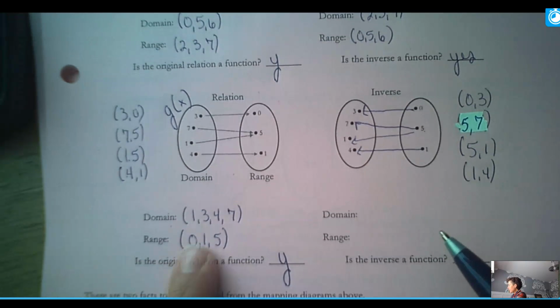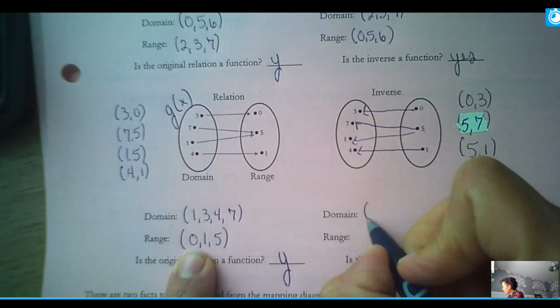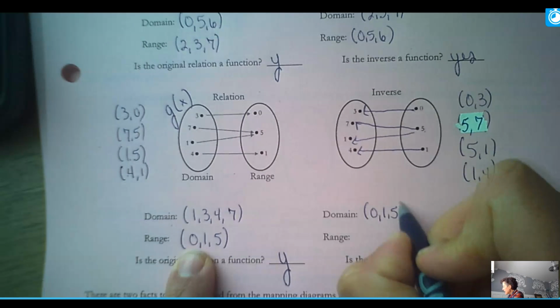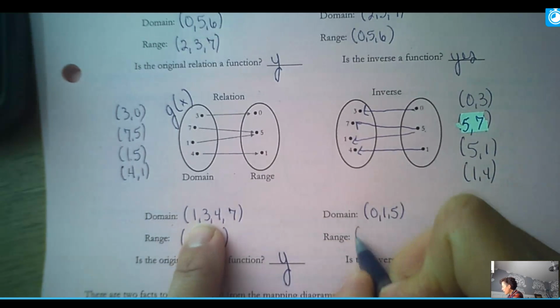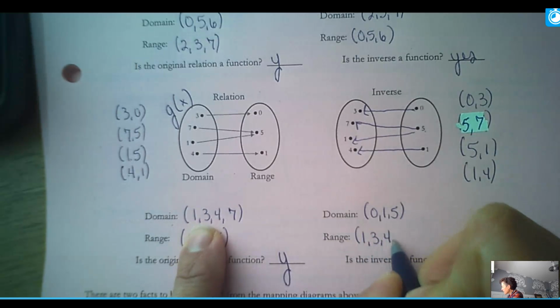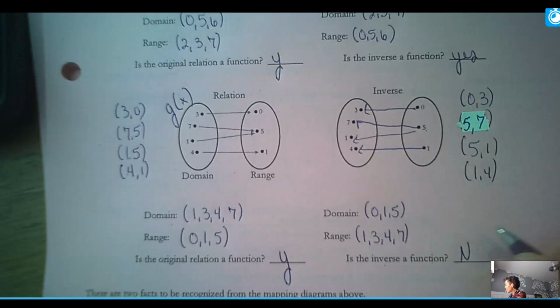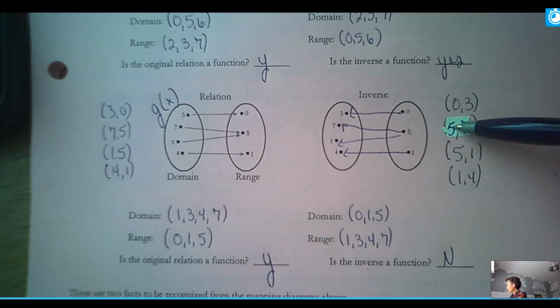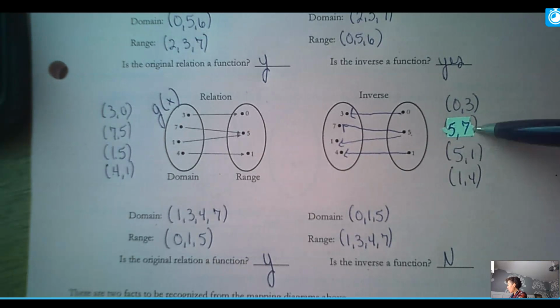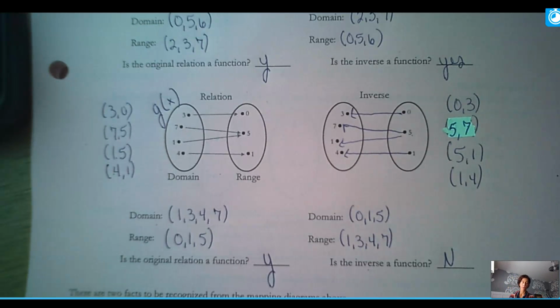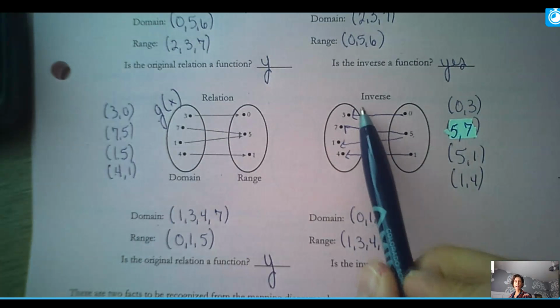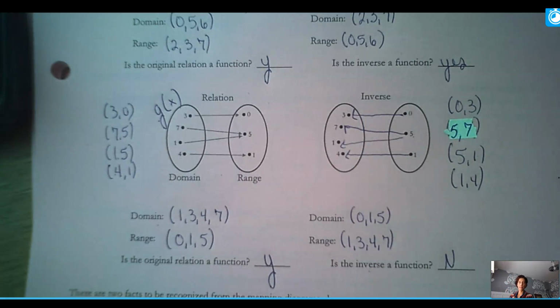So again, my domain is this one's range, and this one's range is this one's domain. And is the inverse a function? Again, it is the inverse, but the answer is no. It's not a function because this input of 5 has 2 outputs. So it would not pass my vertical line test. Okay? So where this is g of x, this does not get the g with the -1 of x.